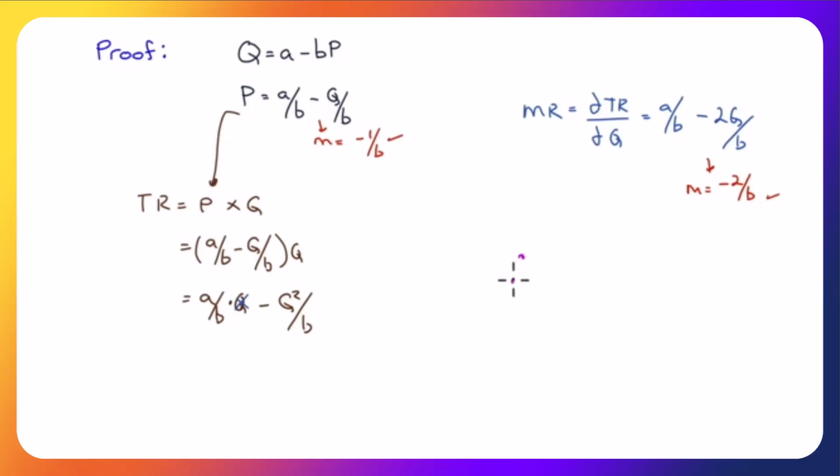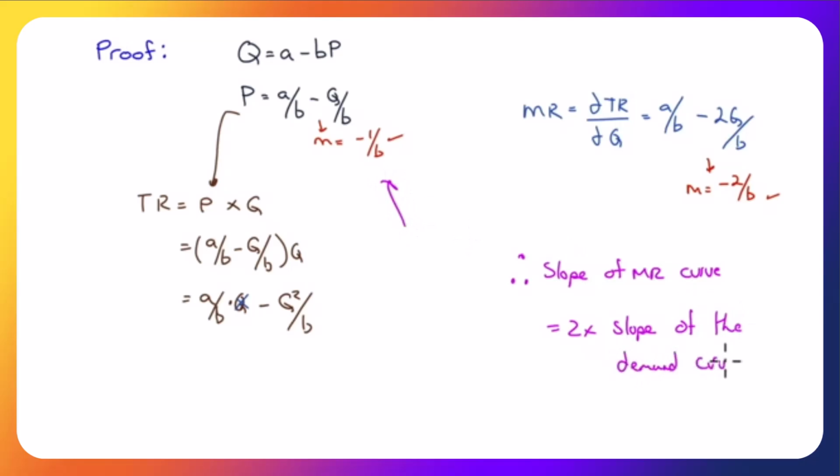Let's put our conclusion in there: the slope of the marginal revenue curve equals 2 times the slope of the demand curve, right? That's why we draw the marginal revenue curve like this. If we have that, our marginal revenue curve has a slope that is twice as steep.